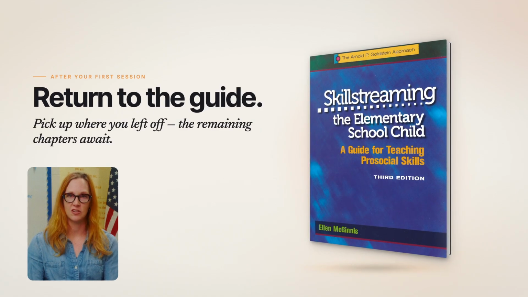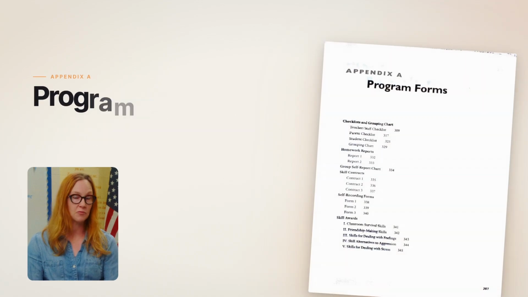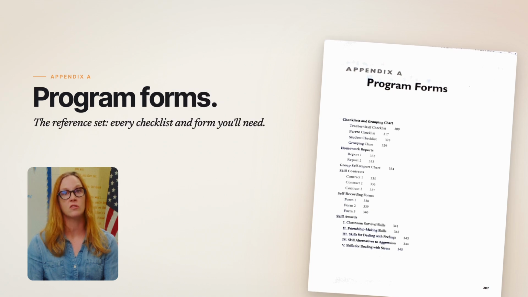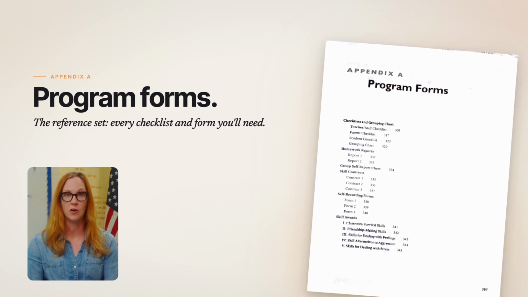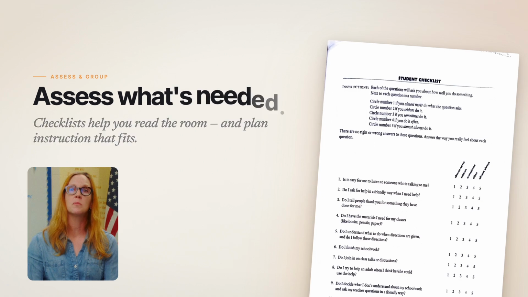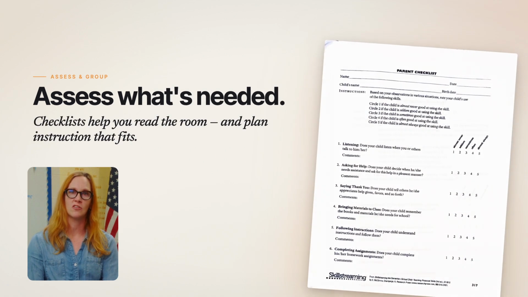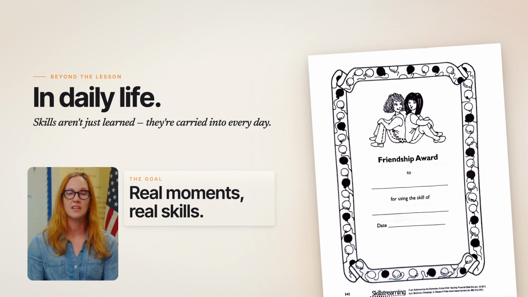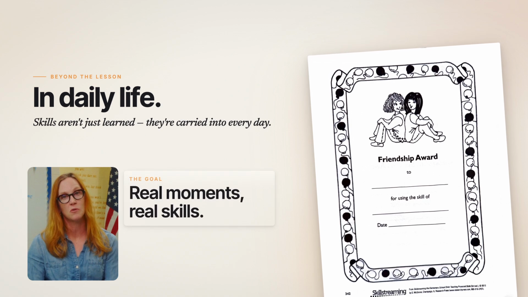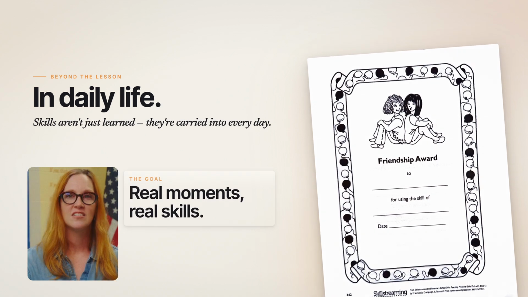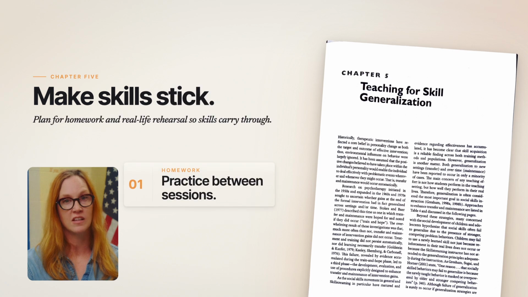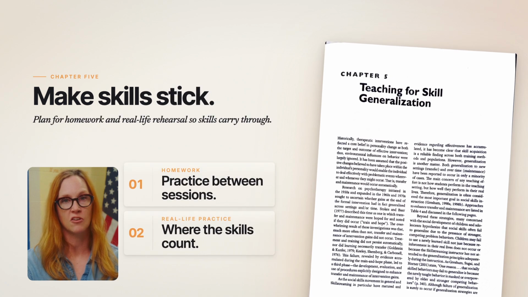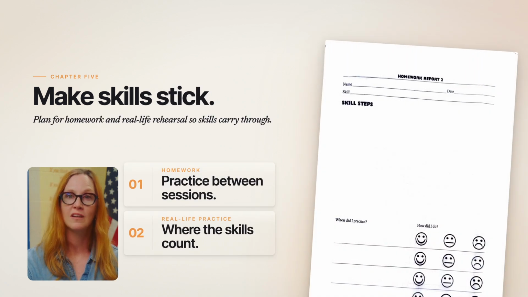After your first session, return to the guide for teaching. Review the remaining chapters and note Appendix A includes program forms and checklists to help you assess learner needs and group them effectively for ongoing instruction. Skillstreaming emphasizes helping children and adolescents apply skills throughout their daily lives. Chapter 5 of the Guide for Teaching explains how to plan for maintenance and generalization using homework and real-life practice.